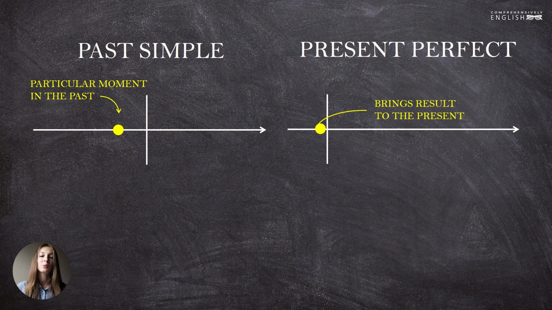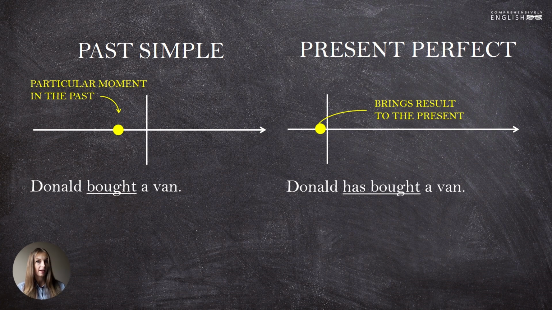In the past simple, we can say, Donald bought a van. And as we have already discussed, from this sentence it is not clear whether Donald still has this van or not. Donald has bought a van tells us that Donald still has a van. It is still in his possession. Probably this is something that has happened recently.